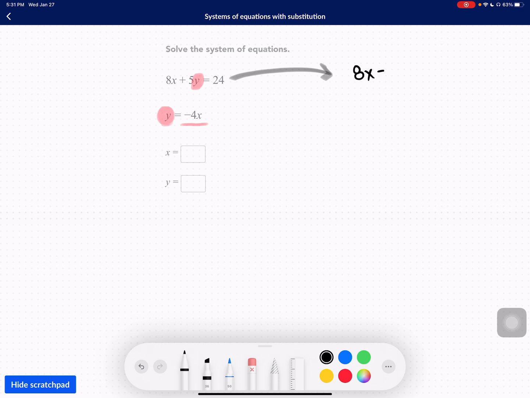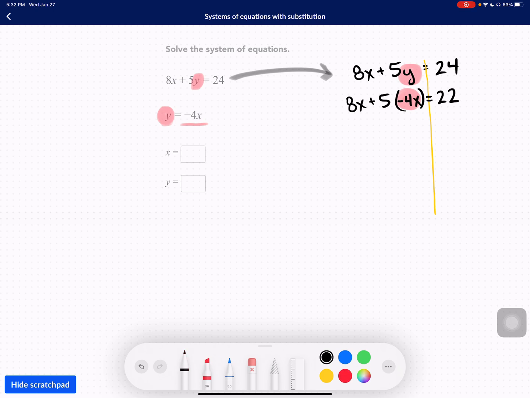We have 8x plus 5y equals 24. I'm going to draw a little line here for our equal sign. So we have 8x plus 5, but we know what y equals. Y is equal to negative 4x, which is all equal to 24. So all we did here was substitute out the y for negative 4x.